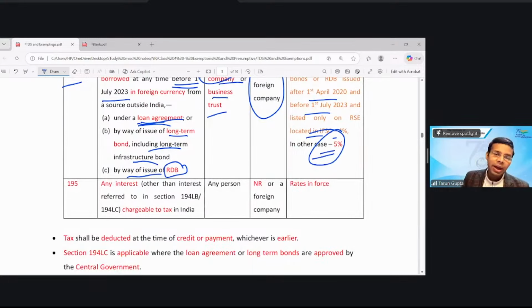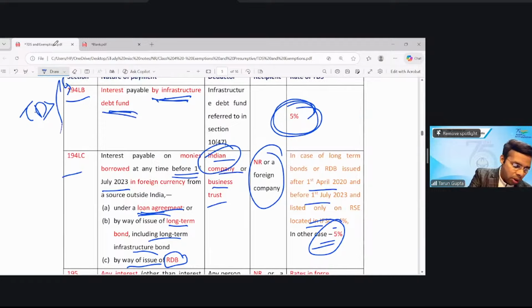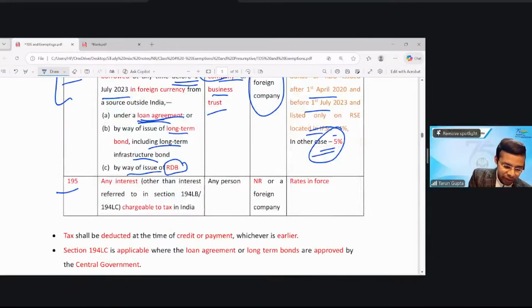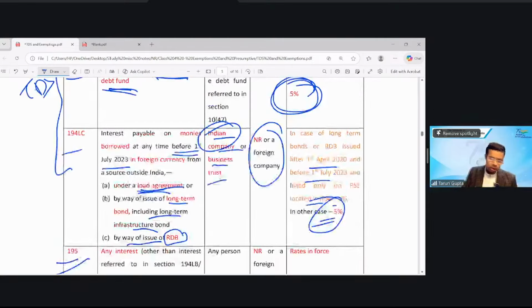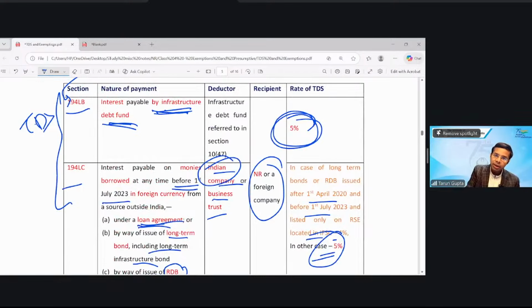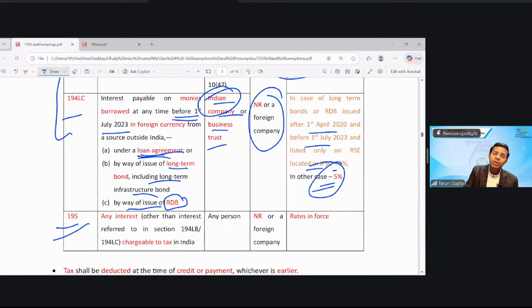Section 195: if any interest is taxable in India and not covered above, then tax shall be deducted under section 195. I tell you, there are a lot of types of interest. A non-resident has made a deposit in a bank. Then the bank is neither an infrastructure debt company or debt fund, nor has the bank borrowed money. It's a deposit. So 194LB and LC is not applicable.